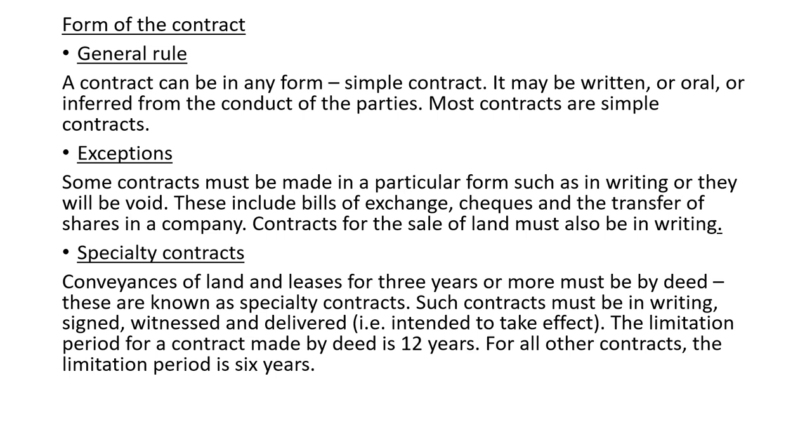Exceptions: some contracts must be made in a particular form, such as in writing, or they will be void. There are some contracts that should be in writing. These include bills of exchange, checks, and the transfer of shares in a company. A contract for the sale of land must also be in writing. So there are some kinds of contract that should always be in the form of writing, and these contracts cannot be made orally or by conduct.